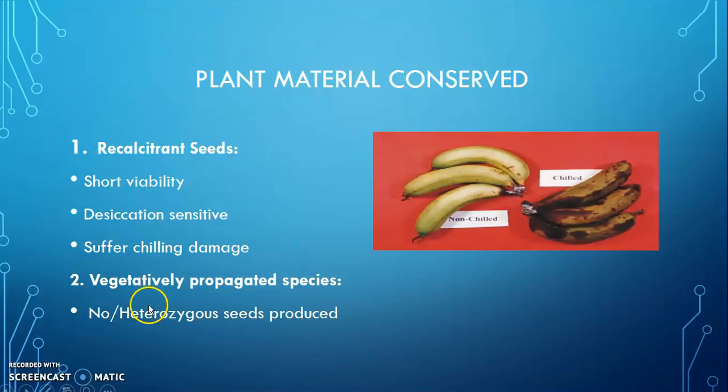Vegetatively propagated species do not have seeds, and even if they have seeds, it is usually heterozygous. So if the scientists want to have a homozygous, that is the original 100% of the plant's species, the scientists need to take the vegetatively propagated parts of the species and store them in the cryopreservation way.